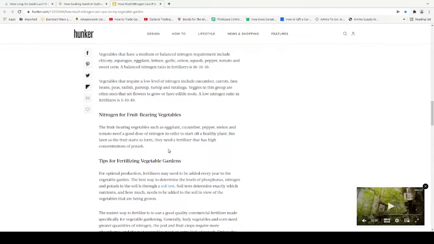Nitrogen for fruit-bearing vegetables. The fruit-bearing vegetables such as eggplant, cucumber, pepper, melon, and tomato need a good dose of nitrogen in order to start off a healthy plant. But later, as the fruit starts to form, they need a fertilizer that is high in concentration of potash, which is another name for potassium. That K on the end of NPK is potash, or potassium.